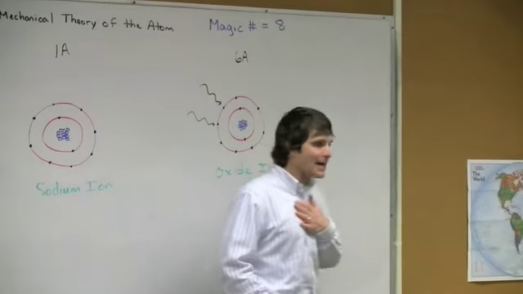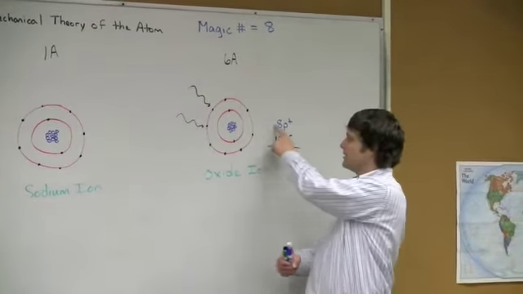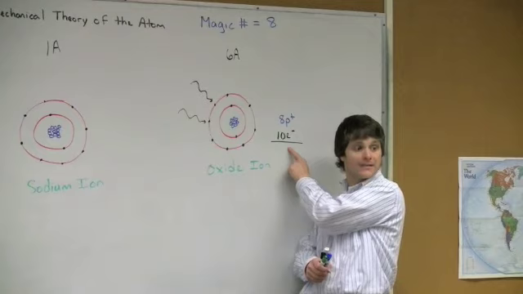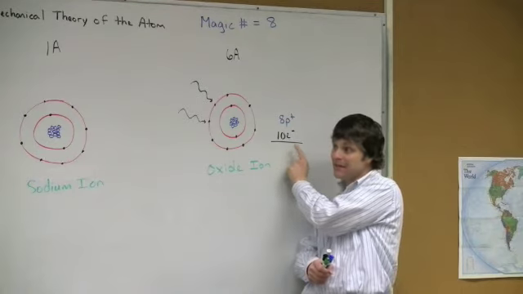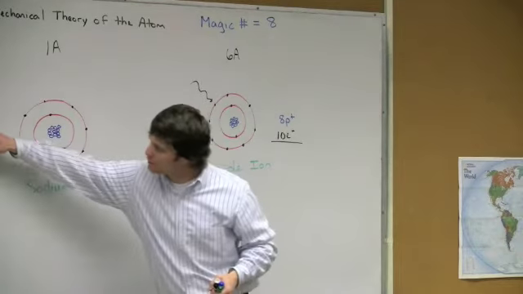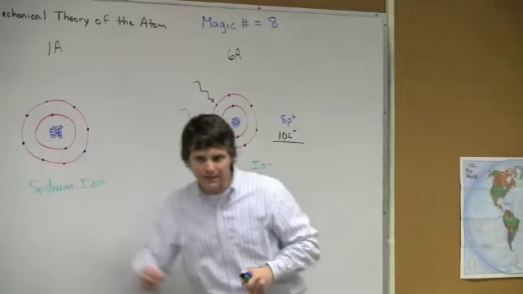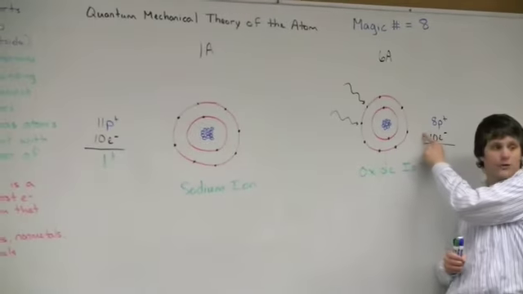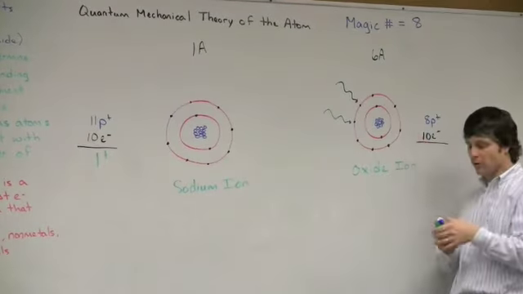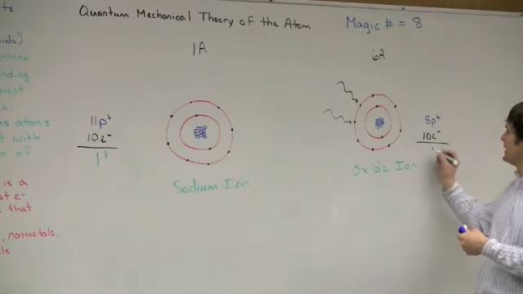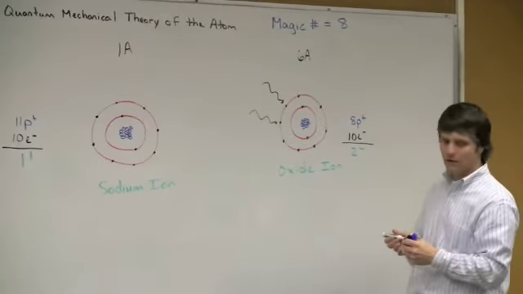So now I ask myself, who's winning, the positives or the negatives? The negatives, the electrons are winning. But this time, be careful. Over here, the protons were winning by 1, so it was a 1 plus. Over here, the electrons are winning by 2, so we would say it's a 2 negative. 2 negative.